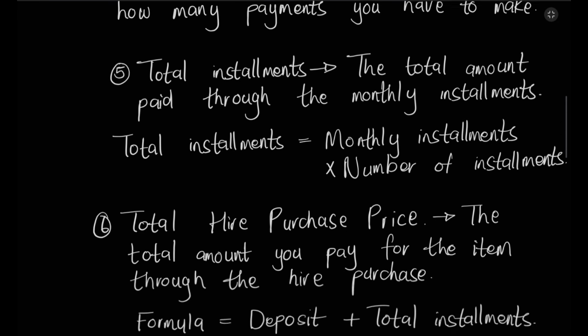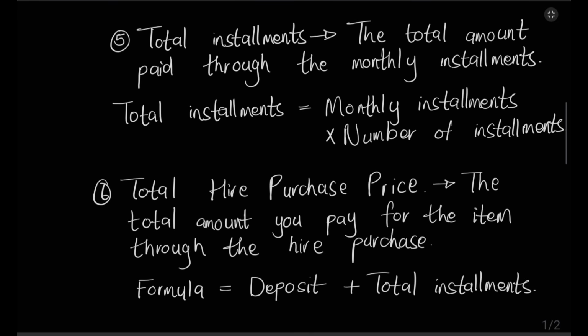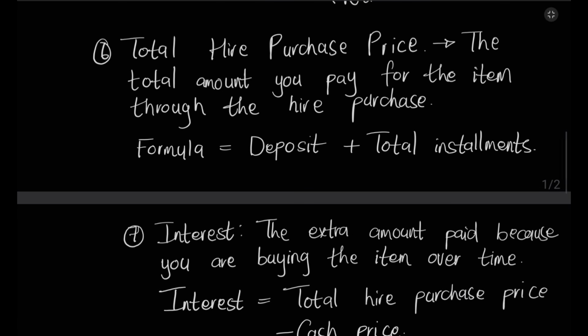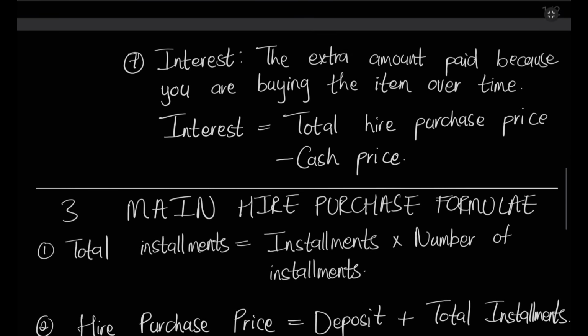We have total installments as well. This is the total amount paid through the monthly installments. The formula is total installments is equal to monthly installments times number of installments. Let's go to number 6, where we have the total hire purchase price. This is the total amount you pay for the item through hire purchase. The formula is deposit plus total installments. Let's go to interest. Interest is the extra amount paid because you're buying the item over time. The formula is total hire purchase price minus your cash price.